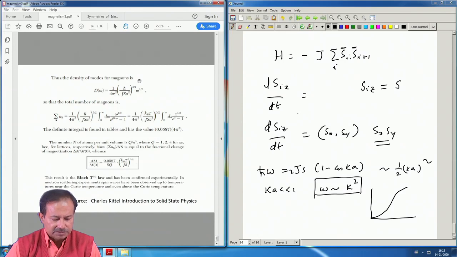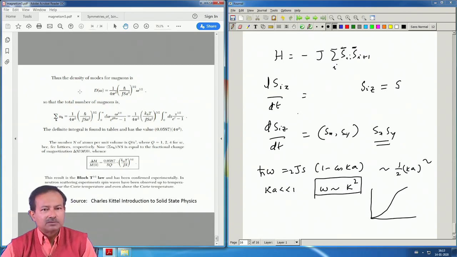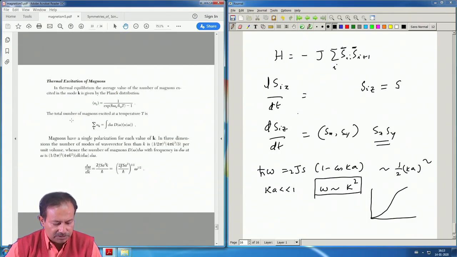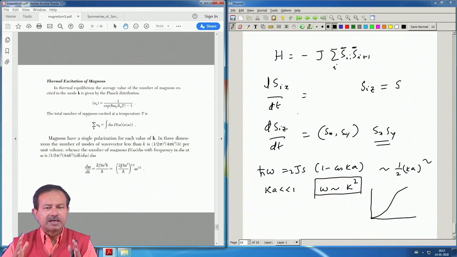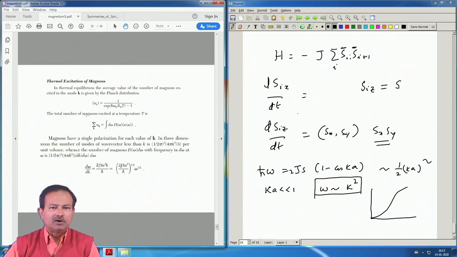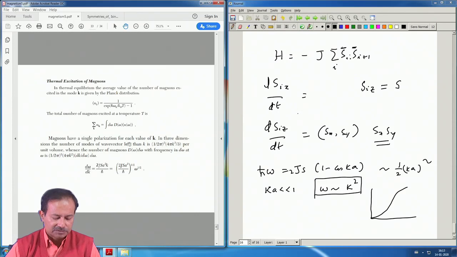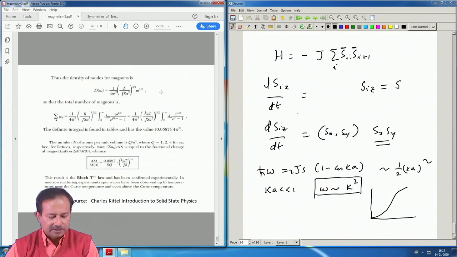So here of course what you want to calculate is this n of k, the total deviation from the number. So we were basically calculating the number of magnons. That will tell you how much you have deviated from your saturation magnetization. So that number itself is the deviation from the saturation magnetization. That is what one is trying to calculate, and so let us just see what you get.